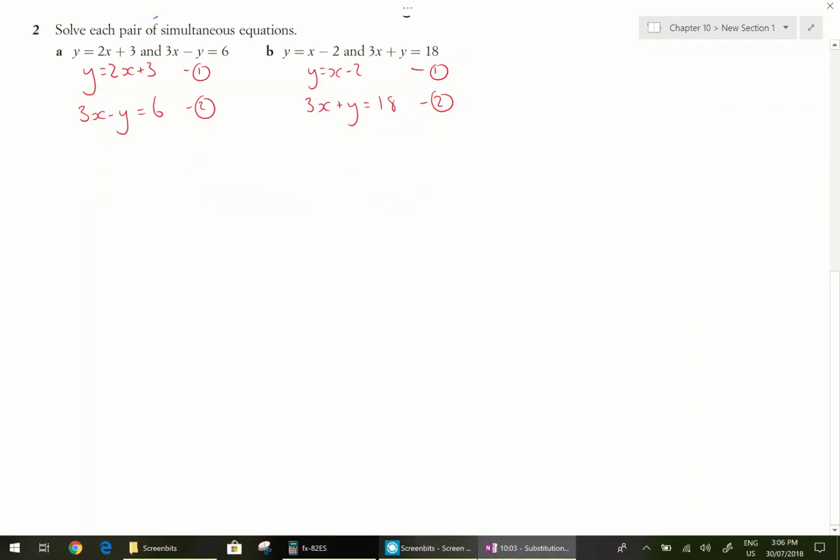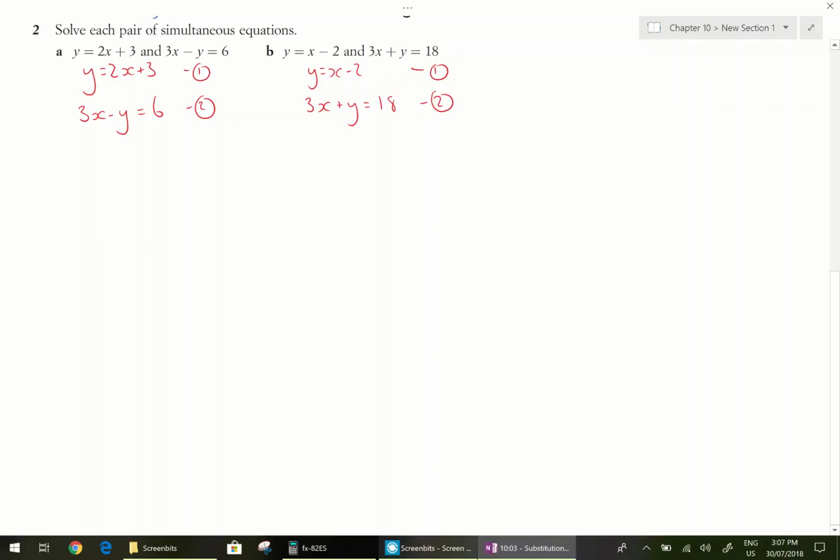Now, why I like the substitution method better than the elimination method is with question 2, we have y equals 2x plus 3 and 3x minus y equals 6. So the equations don't look the same in terms of cancelling something out. We have y equals as one equation and we have 3x minus y equals as the other equation. With the substitution method, what we're actually looking for is at least one of the equations to have y equals or x equals. We want y as the subject, which is what we have here.